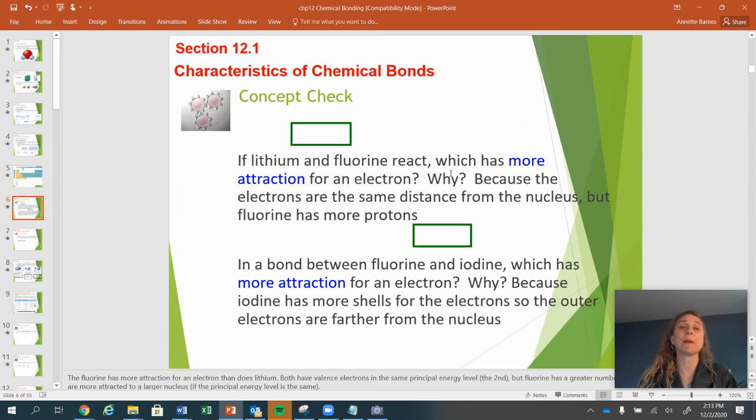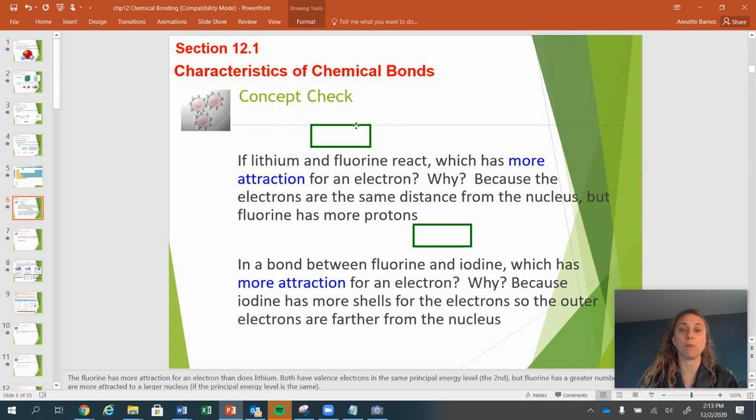Okay, so if we're comparing lithium and fluorine, they react, which has more of an attraction for an electron? Okay, so we just saw it. Lithium was 1.0, fluorine was 4.0. Fluorine is going to be more electronegative. Why? We talked about that. Electrons are the same distance from the nucleus, but fluorine has more protons.